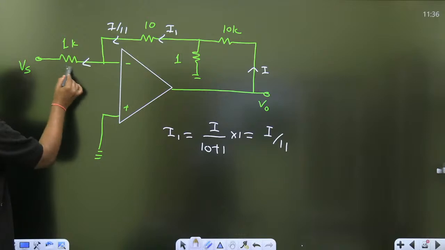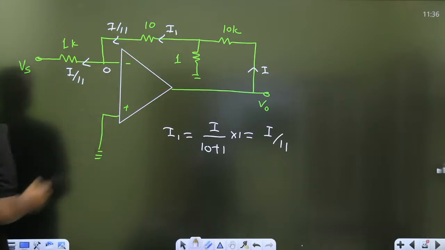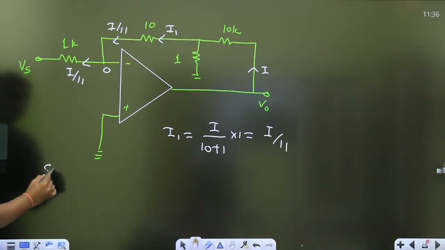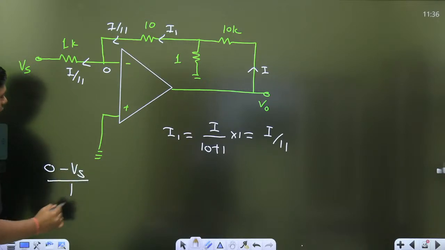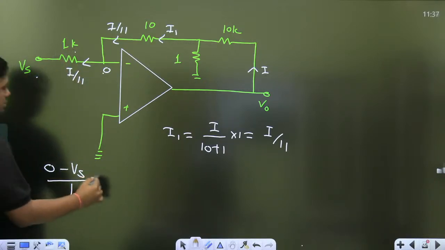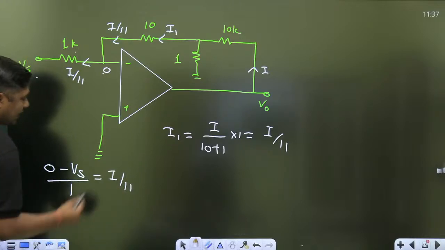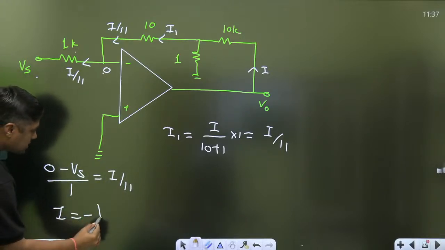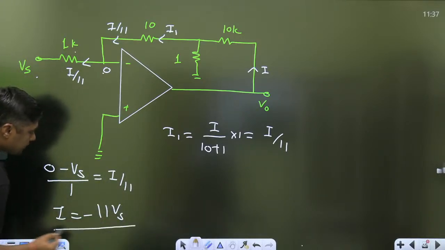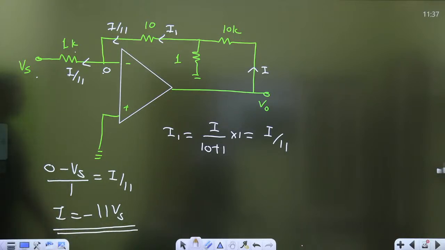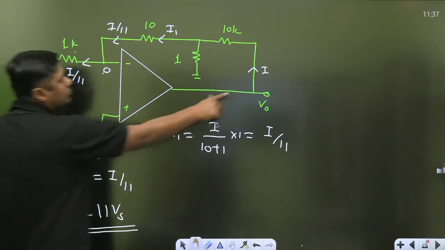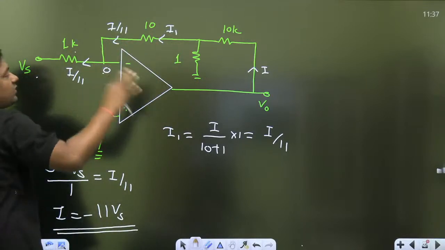Now I by 11 will pass through this, that is the 0. Now you can write 0 minus Vs by 1 is equal to I by 11. And that's why we can say I is equal to minus 11 Vs. Minus 11 Vs.